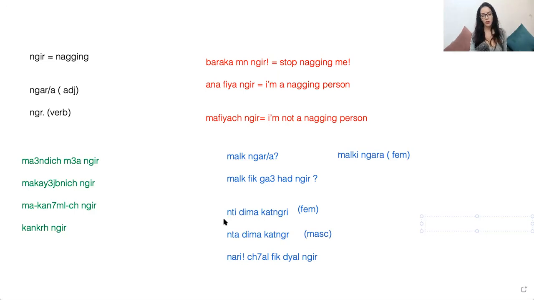Now let's move to the green side. For the green side here, generally expressing yourself, you say I dislike nagging, I don't like nagging. And these are just different ways of saying it.